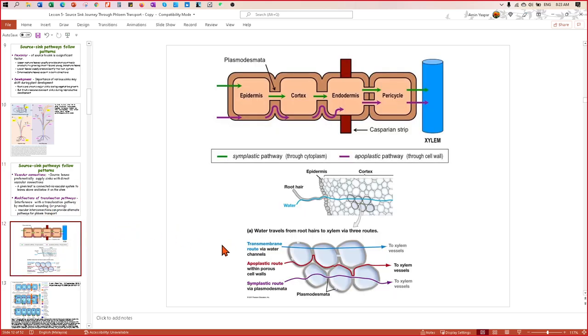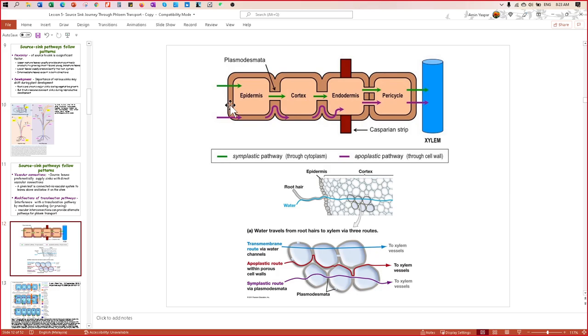Okay. So before we go further into understanding how the sugar moves throughout the plants for this journey, let's get a couple of terminologies correct. Maybe you have seen this before. It's just a review. Okay.